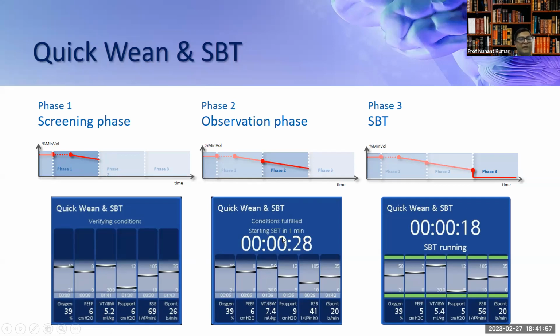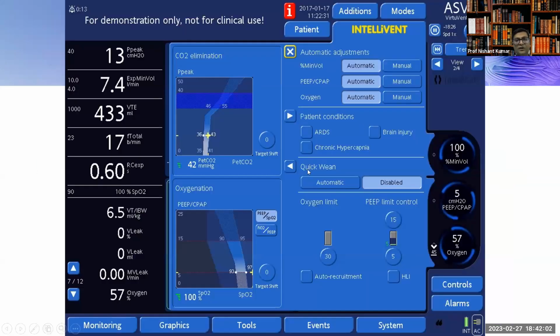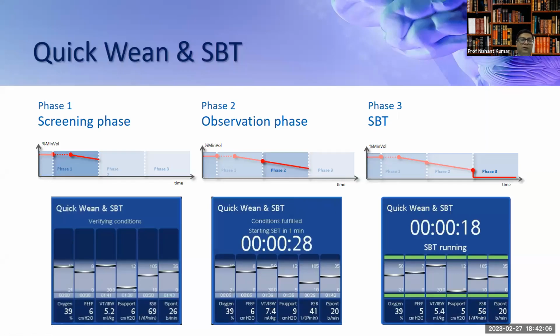A spontaneous breathing trial may be started by the user, or as you saw in the previous screen, we can set it to automatic. Whenever the ventilator feels that the patient is weanable, it will start a quick wean and a spontaneous breathing trial. And if everything turns green, that means all is fine and the patient can be disconnected from the ventilator. So if you see, everything has been taken over by the ventilator. All you have to do is observe and correlate clinically whether whatever the ventilator is saying is correct or not.